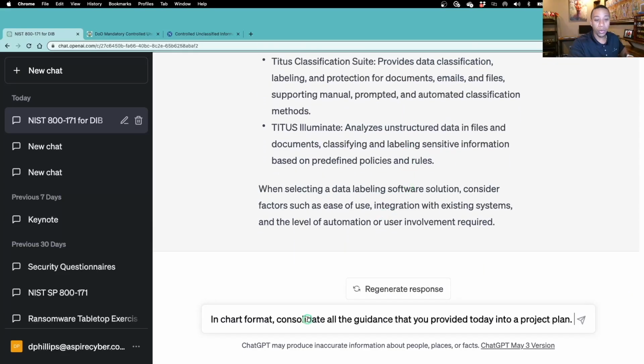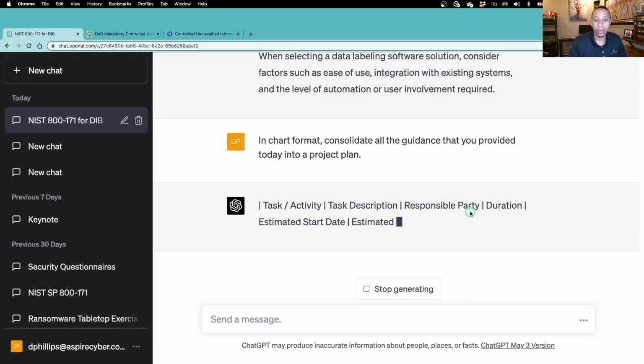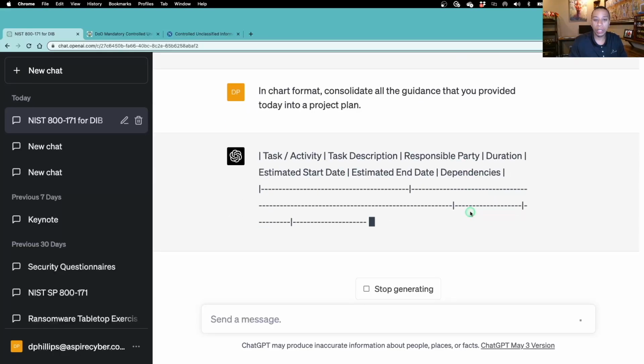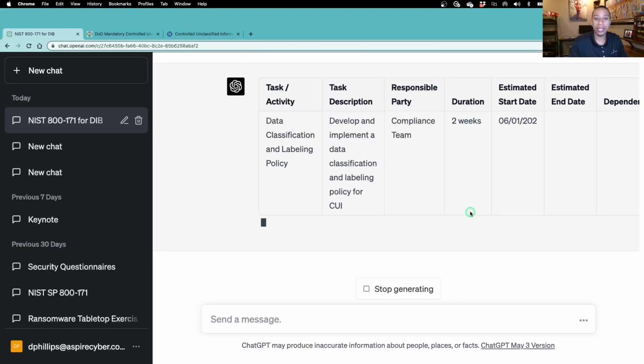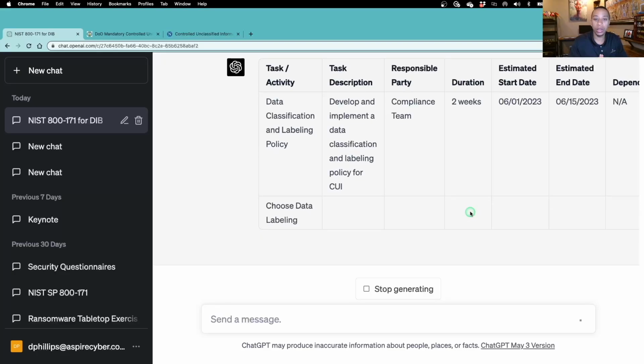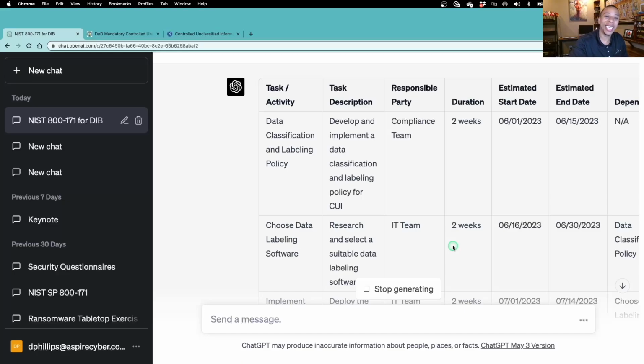The last prompt for this episode, I'm going to ask ChatGPT, in chart format, consolidate all the guidance that you provided today into a project plan. As you all know, I'm big on actionable guidance. So ChatGPT is giving you this guidance. We need to put it into a consolidated format, in this case a project plan, so you all can get started, or you can hire a consultant to assist you, like Aspire Cyber. Shameless plug.